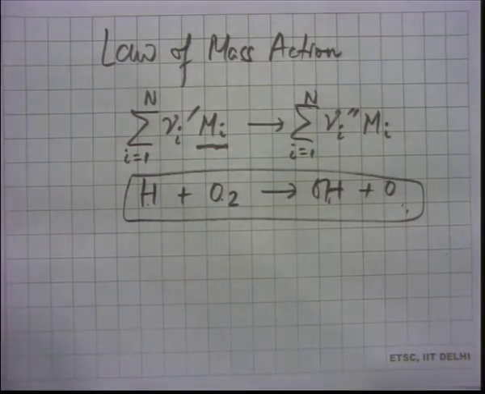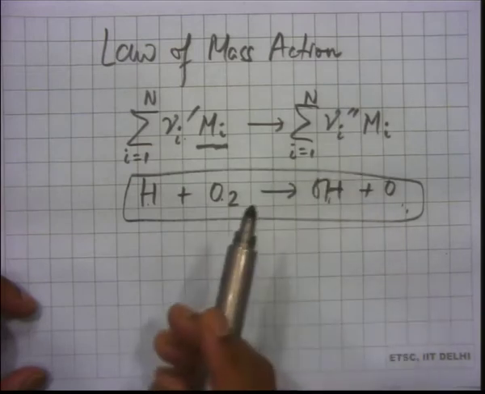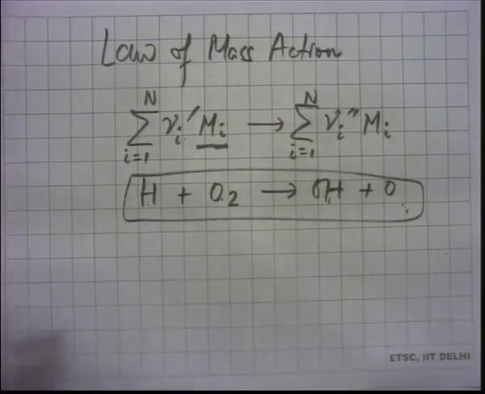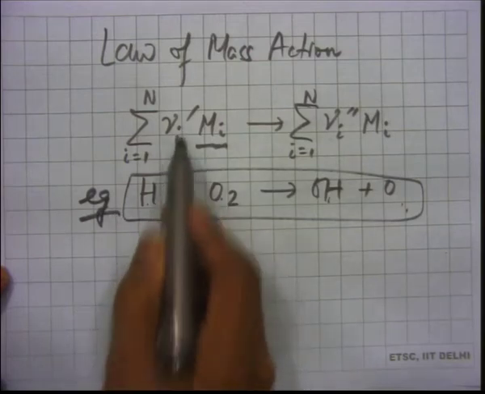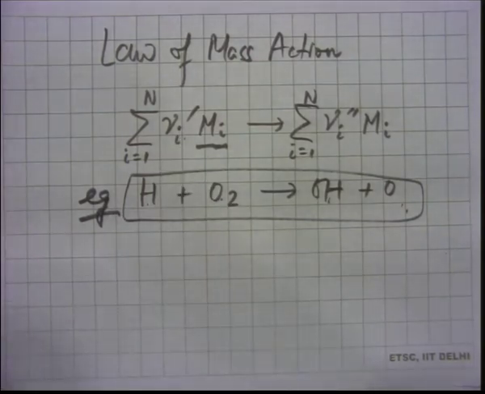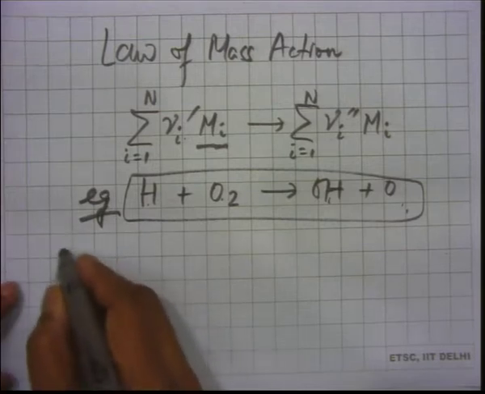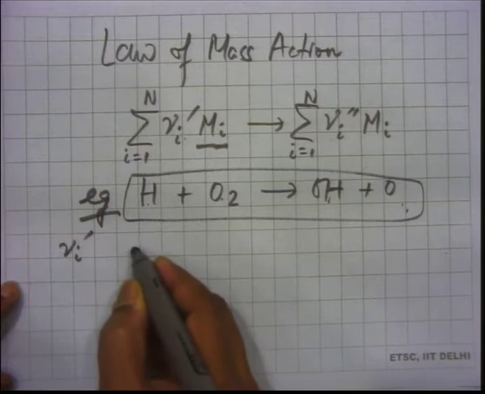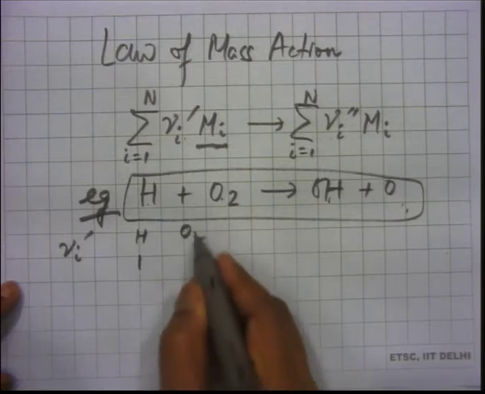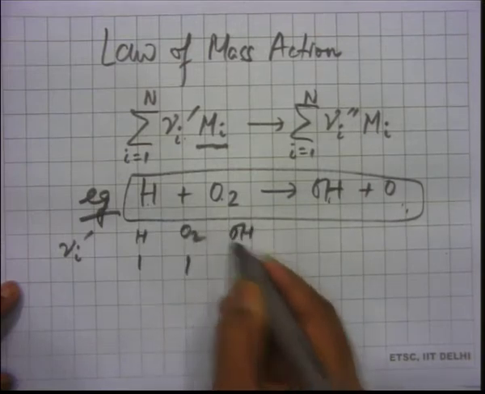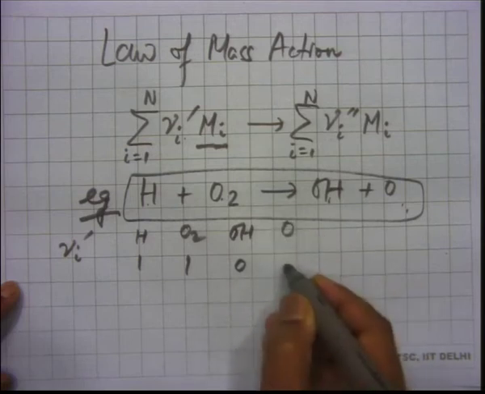Okay. What are these nu i prime and nu i double prime? These are coefficients for the reaction, coefficients for various species. So, let us see whether we understand this. With respect to this example which you see here, what are the nu i prime values for the different species? For H, nu i prime will be 1, for H it is 1, for O2 it is 1, for OH it is 0, for O it is 0.